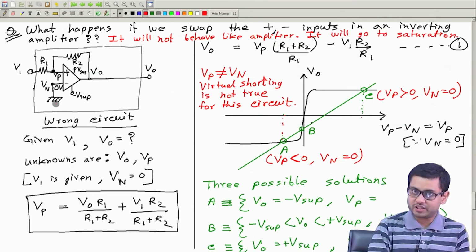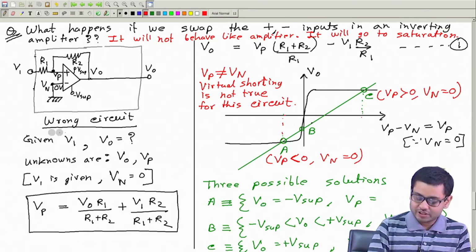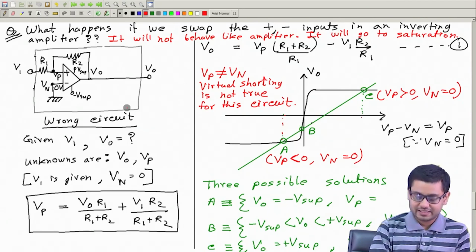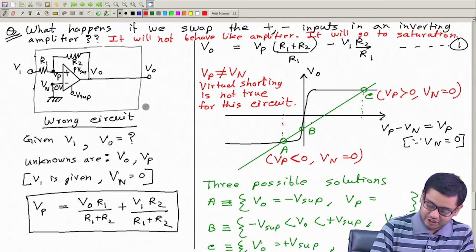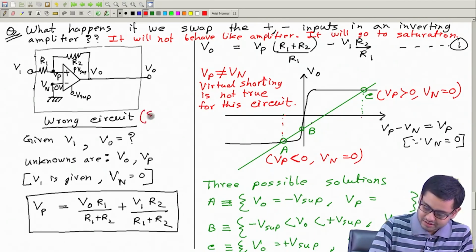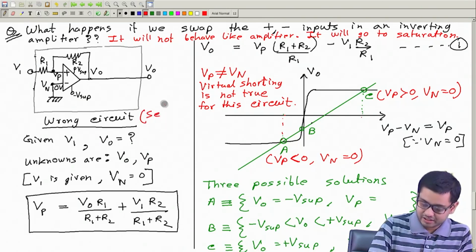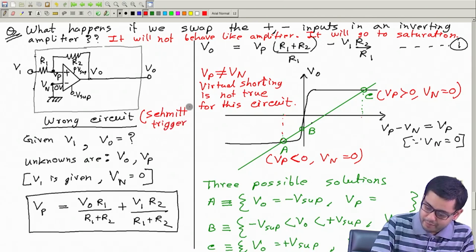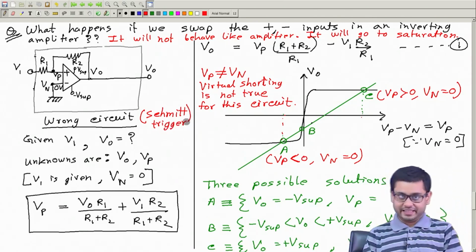We will come back to this circuit again later. This is a very useful circuit. Although this is a wrong circuit, it is also a very useful circuit. This has a name. This is called Schmitt Trigger. S-C-H-M-I-T-T, I guess the spelling is, trigger. We will come back to this circuit again and again.